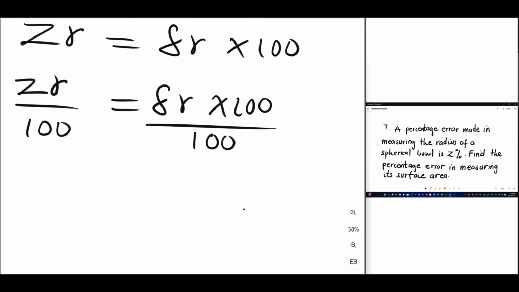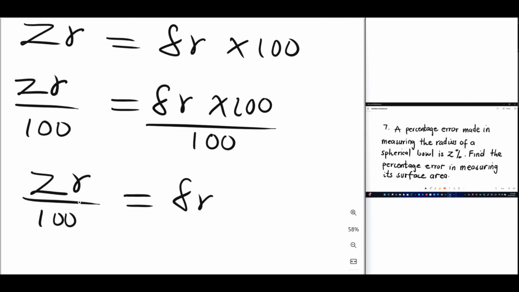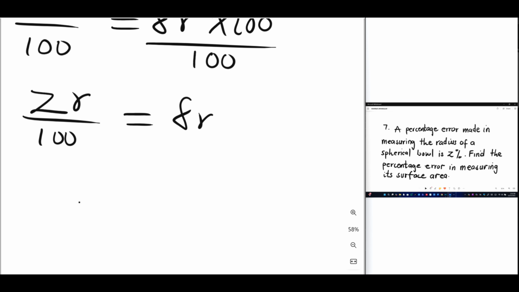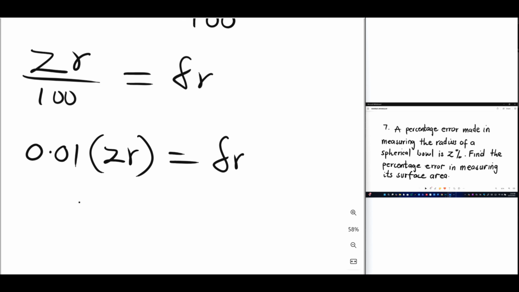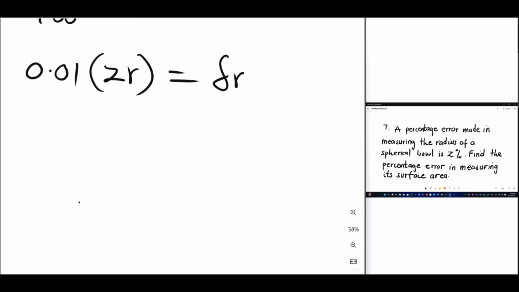So you are going to get ZR divided by 100 to be the small change that has occurred in the R, which you can rewrite as 0.01 multiplying ZR, the small change in R. Now we are to find the corresponding percentage error in measuring each area. So we are going to determine the area of a sphere, which is the total surface area. The surface area, you know it to be 4 pi r squared.